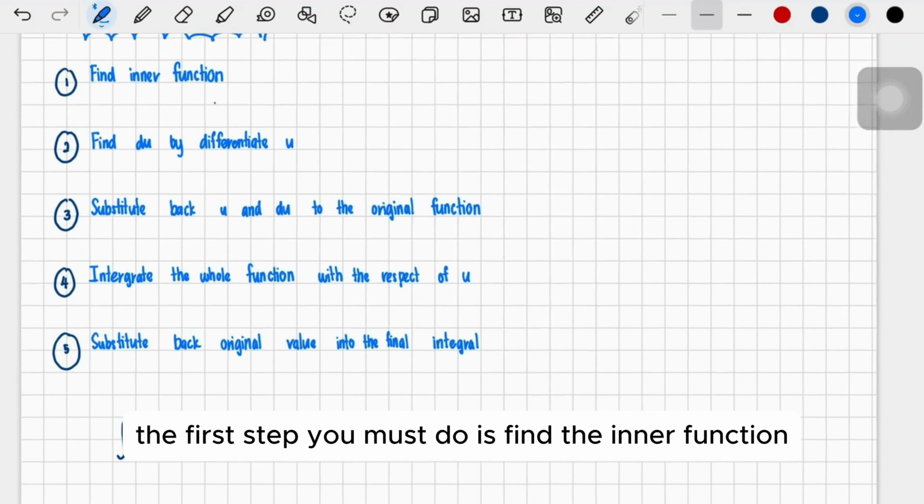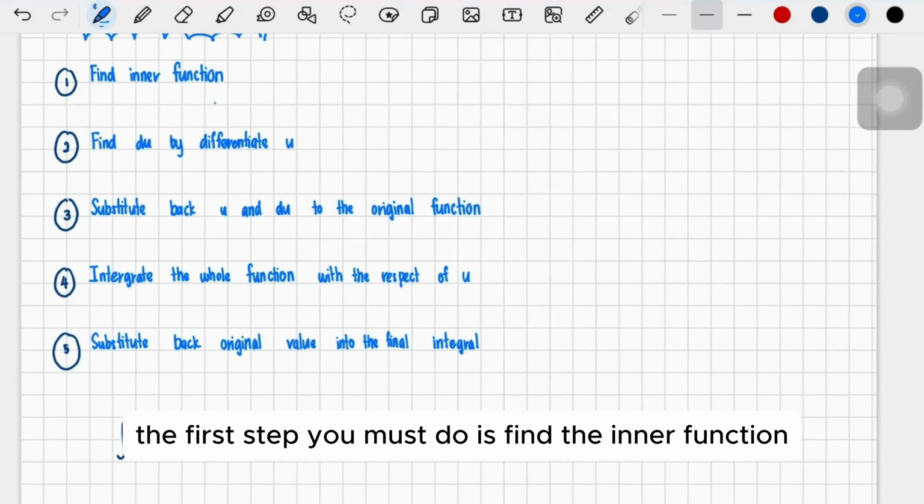The first step you must do is find the inner function. In this question, the inner function we can let be u. But the question is which function we will choose to be u. In this function we are going to choose x squared to be u. Why? Because the derivative of x squared, which is 2x, is similar to the x part of the integral. The x part of the integral is this part, x and dx.